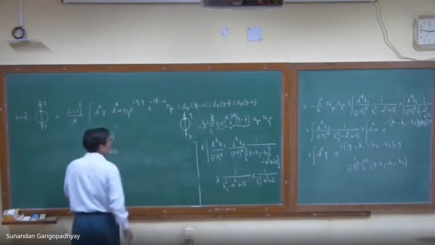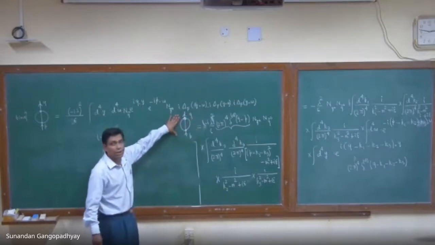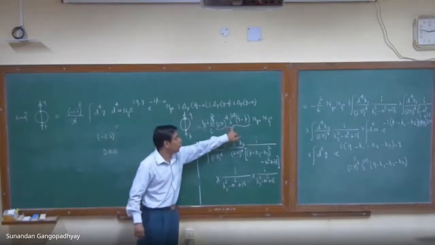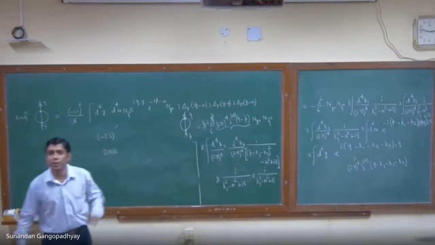So for each diagram, if you want to write it down in momentum space, you have to put in a factor of (2 pi)^4 delta^4(Q minus P). So this is the overall momentum conservation.